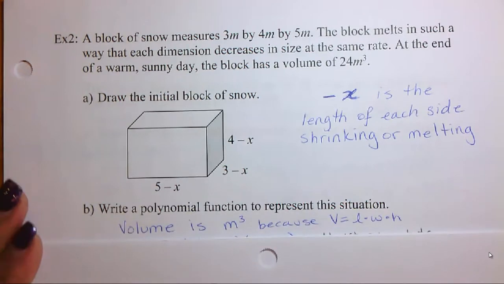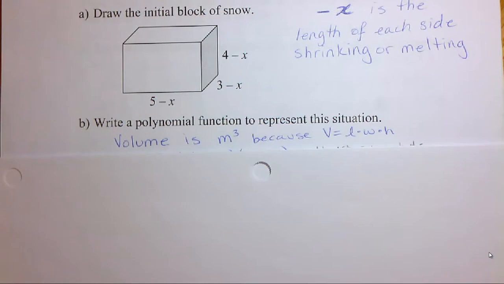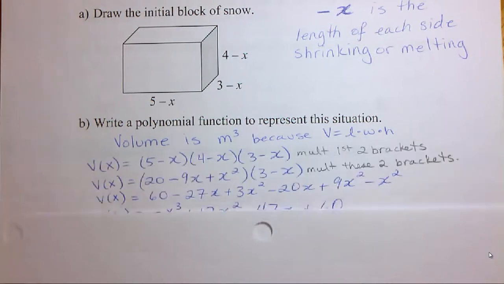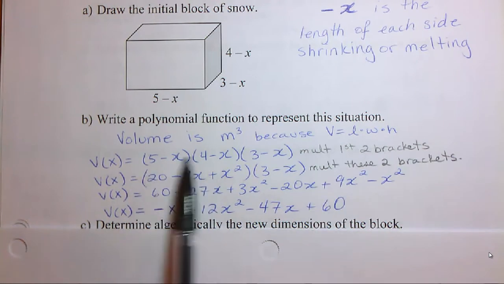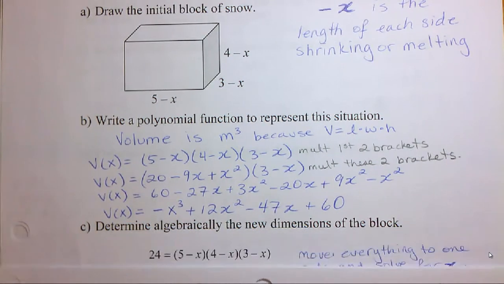The polynomial to represent this function is going to be all 3 of those lengths multiplied together, because we know volume is length times width times height. And when we multiply everything through, this is the polynomial that we get. So you want to make sure you multiply these 2 first brackets together and then multiply the result of that with the third bracket.